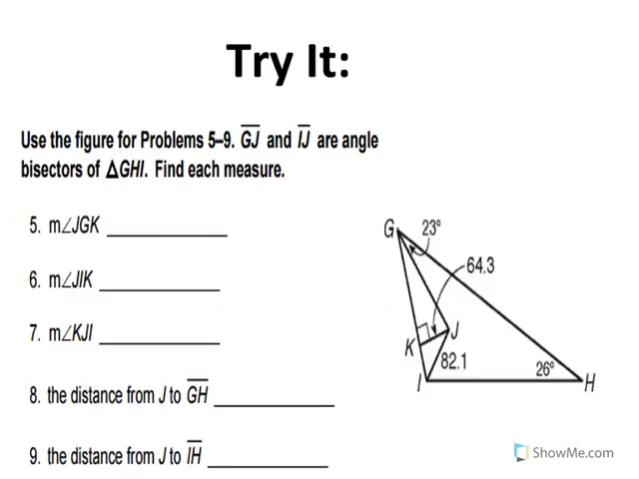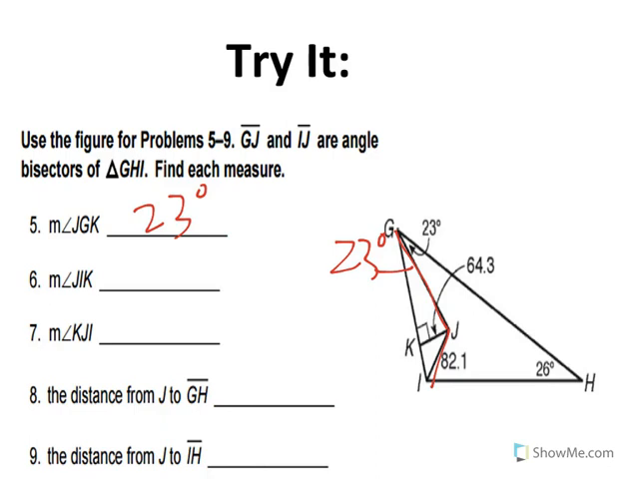Okay, so let's try these on your own. Use the figure for problems 5 to 9. Segments GJ and IJ are angle bisectors of triangle GHI. We know that these are angle bisectors. For number 5, find the measurement for the angle JGK. Then this is 23 degrees. And number 6, find the measurement for the angle JIK.